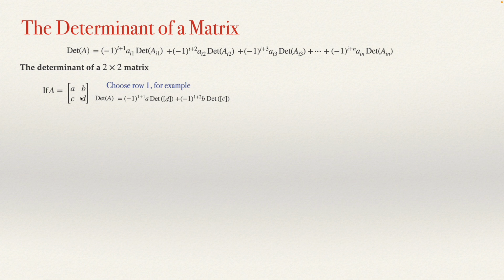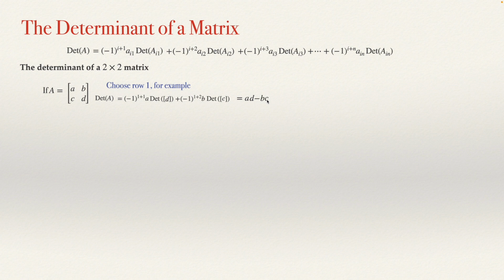So this is the determinant of A, but let's simplify this. For example, here is minus 1 to the power 2, which is positive 1, multiplied by A, so this is just positive A. So A multiplied by the determinant of this matrix, but the determinant of this matrix is D, so multiply by D. Then here is minus 1 to the power 3, which you notice is negative 1. So it will be minus B, the number B, multiplied by the determinant of C, and the determinant of this matrix C is just C.